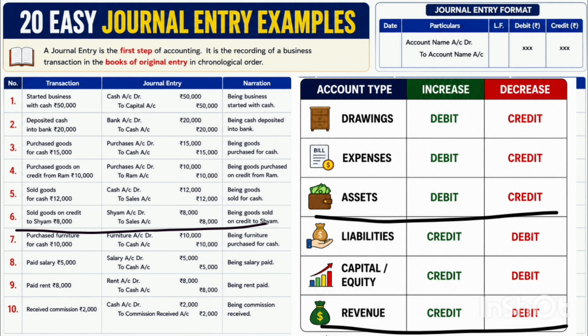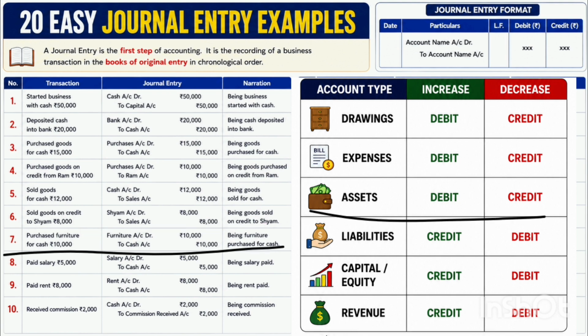Whenever we are going to receive money in the future, that will be an asset, and whenever we have to give money in the future, that will be a liability. So Sham will be our debtor. So debtors is an asset, and whenever our asset is getting increased, we have to debit it. And the sales again, it is an income, so we have to record it in the credit side. So what will be the entry? Sham account debit to sales account.